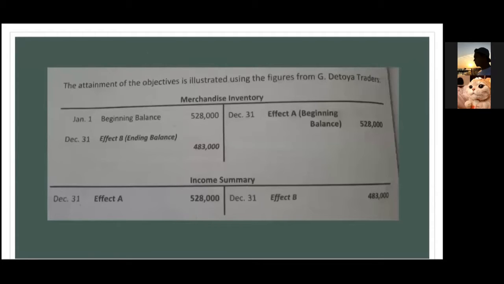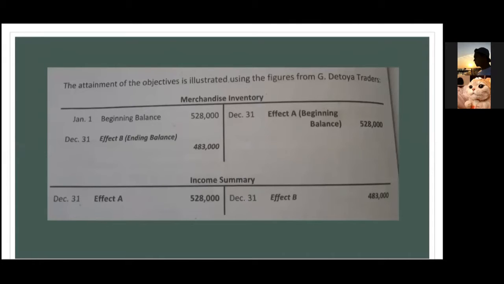So in this example, merchandise inventory was 528,000 at the beginning of the year and 483,000 at the end of the year. So kung makikita nyo, the effect A removes the 528,000 from the merchandise inventory account and transfers it to income summary. Bale, ikinload siya sa income summary. So sa income summary, the 528,000 is in effect added to net cost purchases because tulad nga ng mga expenses, the balance of the purchases account is debited to income summary by a closing entry.